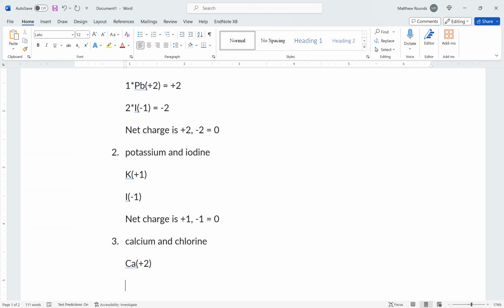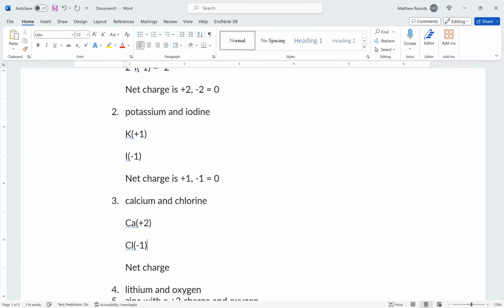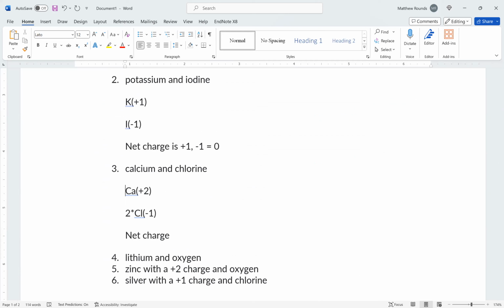Okay, you do the same thing for chlorine. Chlorine is Cl, and it's in the same column as iodine, so that means it's a -1 charge. So what is its current net charge when you just look at these two? It's going to be a +1. Okay, so how do we get it to zero? Which one do we need more of? The Ca or the Cl? The Cl. So we need two of them. The net charge is now +2 -2, which equals 0.